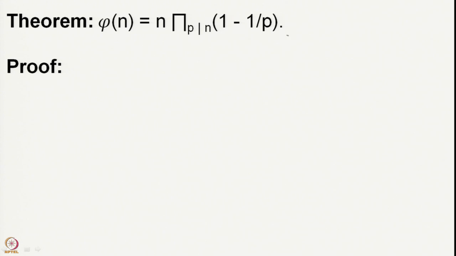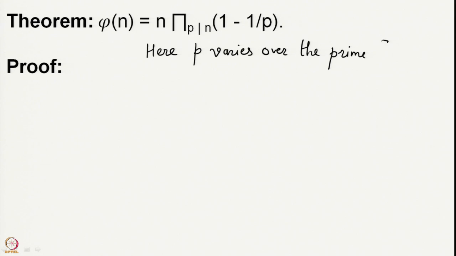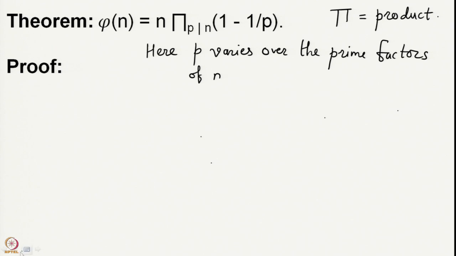So, here p varies over the prime factors of n, and this symbol that you see here stands for product. So, what we have seen here is that the Euler function can be computed by computing the right hand side here. So, let us go on about proving it.